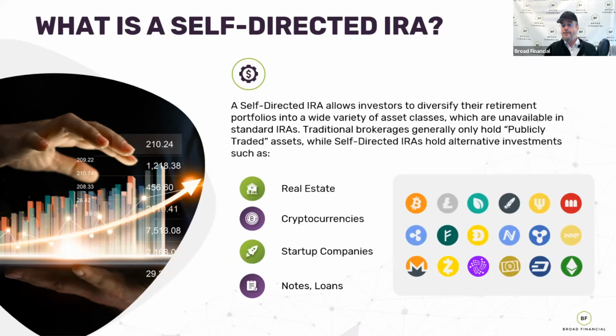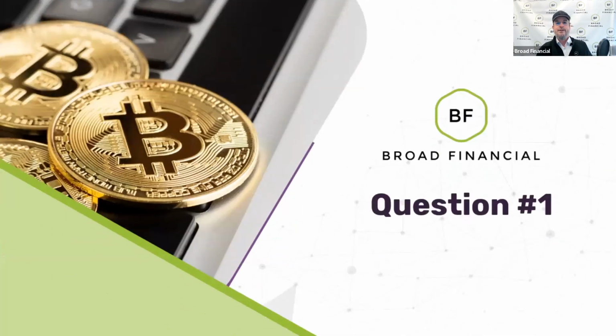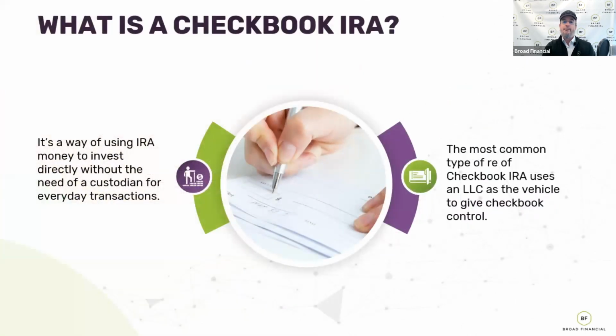And even real estate overseas, I wanted to mention, every week I'm talking to somebody that wants to use the plan to buy real estate, let's say in Mexico or Belize or Costa Rica or India, or New Zealand even. So we're all over the world with our plans. So question number one here. Now, question number one, what is a checkbook IRA?